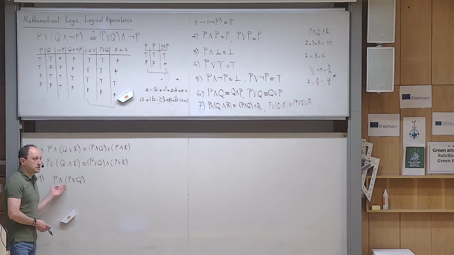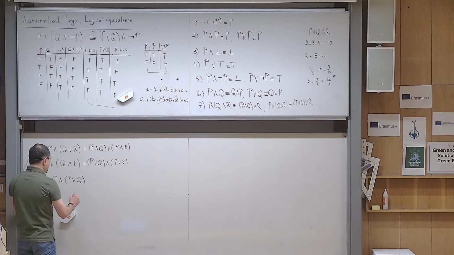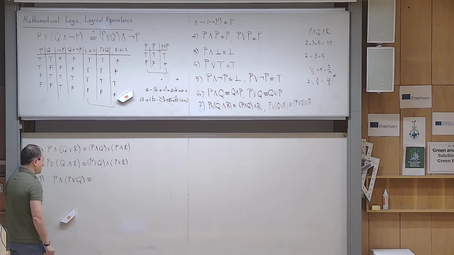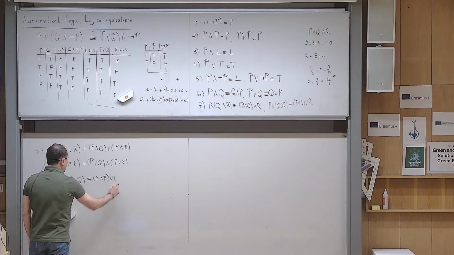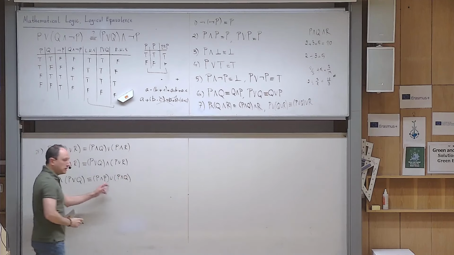Can I use distribution here? Yes, of course I can do that. So let us do the distribution, what happens? What should I write? I should write P and P, or I should write P and Q. Yes? But what can I write for P and P?